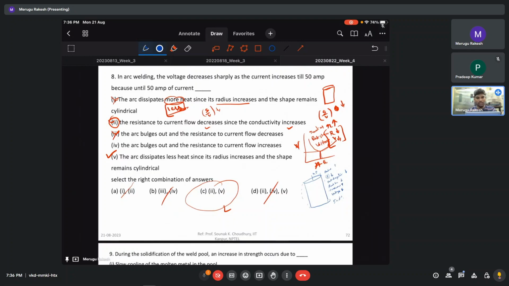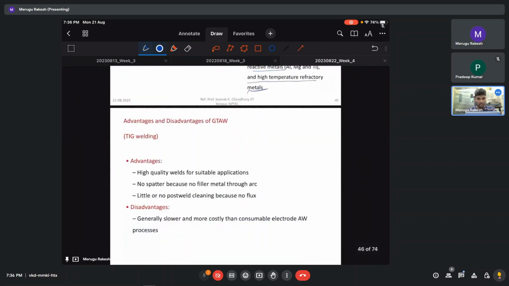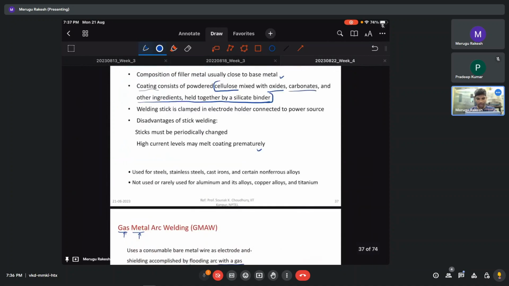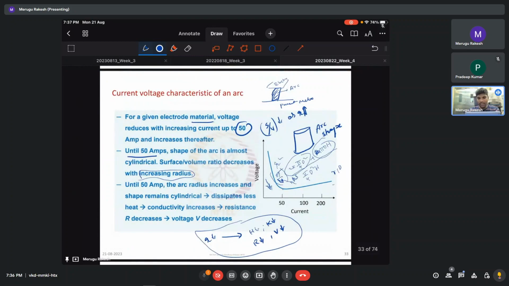Okay, that is all about the current characteristics of the arc. If you have any doubt, just remember the graph. For a given electrode metal, the voltage reduces with increase in current, and then it will increase. The deciding saddle point is 50 amps. Until 50 amps, the shape of the arc is almost cylindrical. The surface to volume ratio decreases with increasing radius. So it is a chain reaction happening: the shape remains cylindrical, it dissipates less heat, conductivity increases, resistance decreases, and voltage decreases.